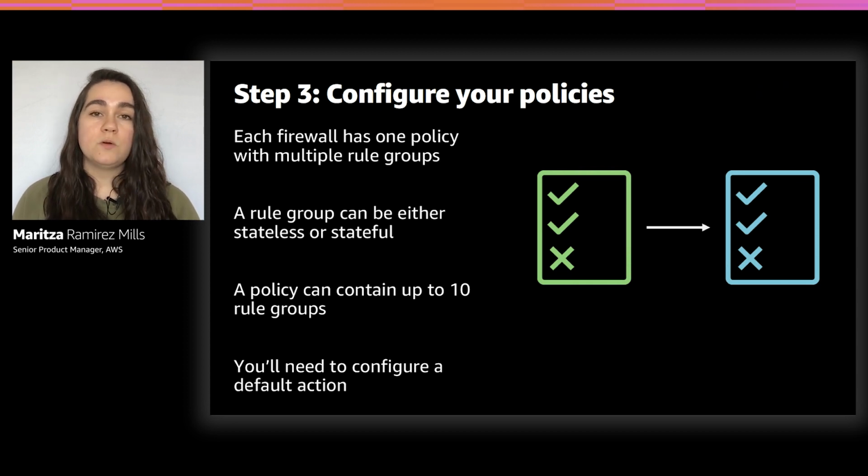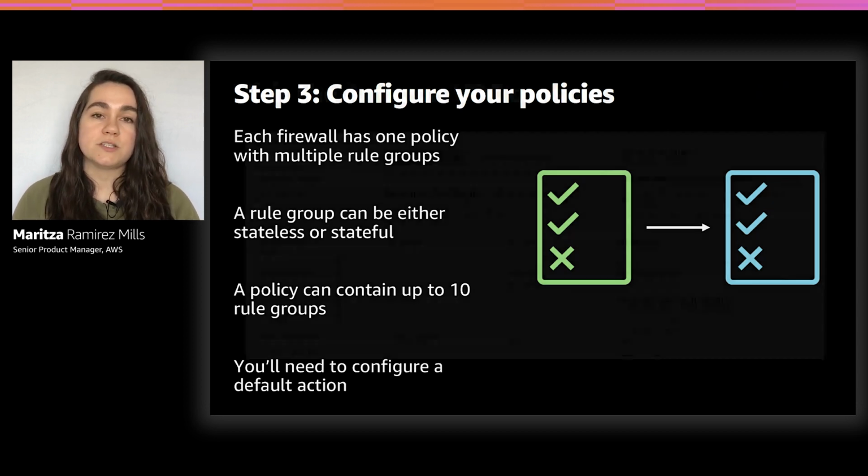So as an example, let's say that you have a stateless policy that you've created to drop known bad IP sources. If there is still additional traffic that you do want to allow through, you might want to perform deeper inspection on that traffic by forwarding it to a stateful policy. So in this case, for any traffic that is not dropped, you'll want to configure a default action to send non-matching traffic onward to the stateful policy for further inspection.